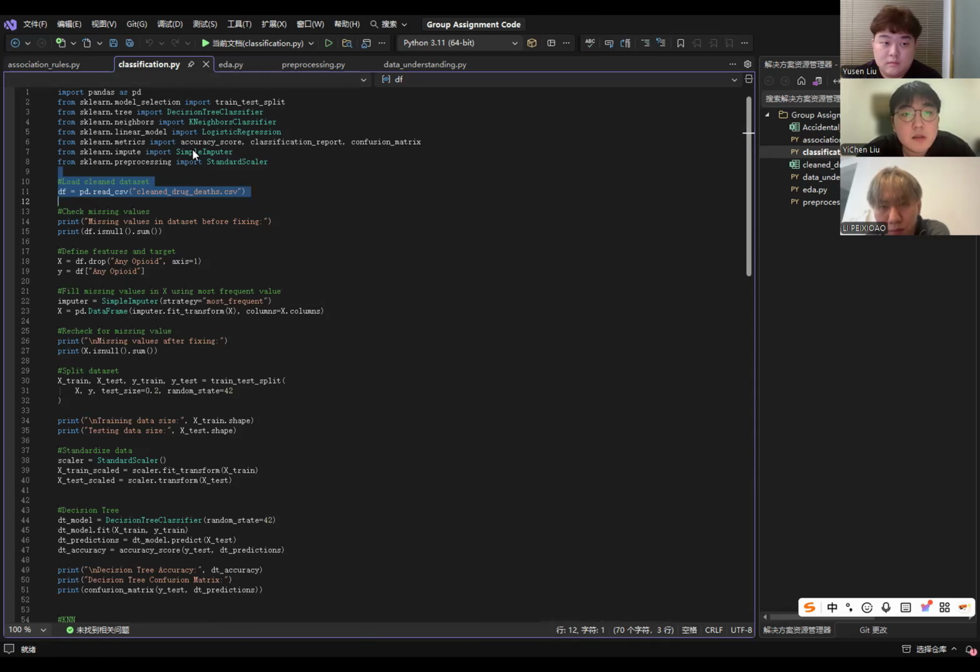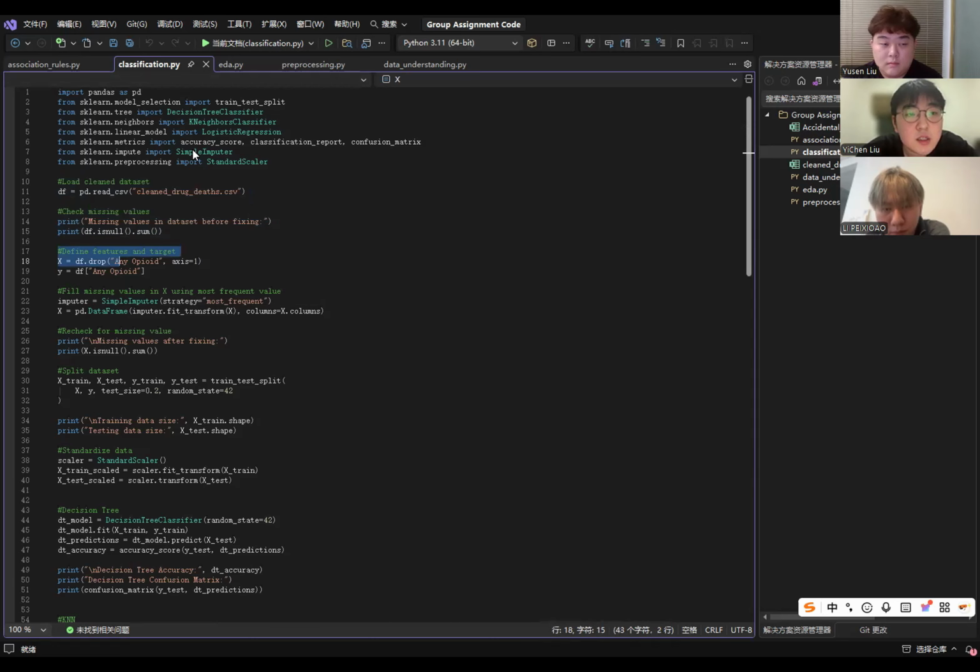We check again for missing values before training. This is a safety step. Even after pre-processing, we want to make sure there are no remaining null values that could cause the models to fail.